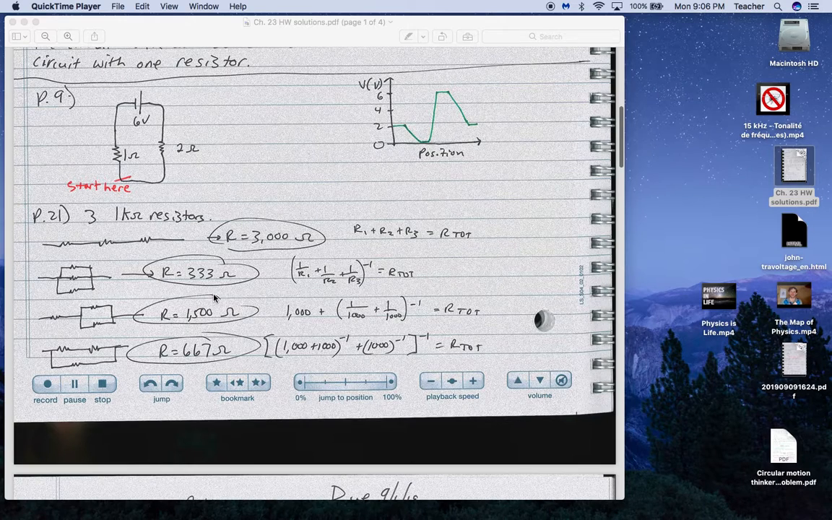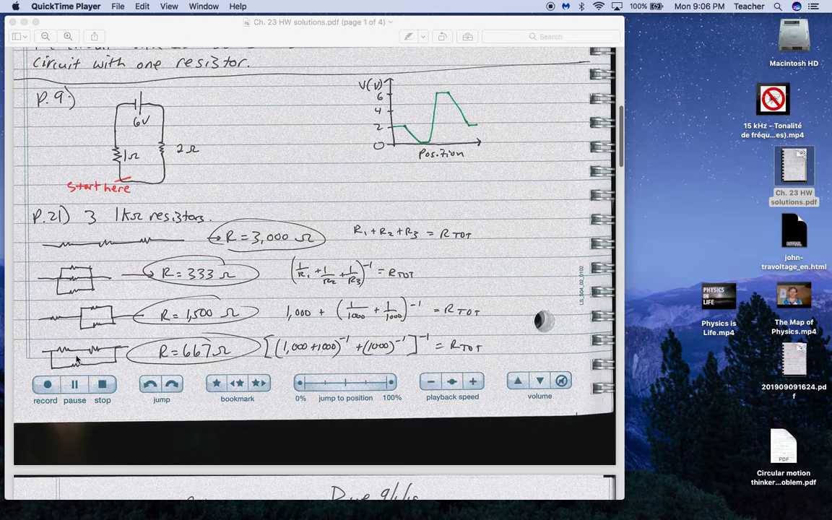I could have 3 in parallel, that's 333 ohms. I could have 2 in parallel with 1 in series, and that becomes 1,500 ohms. And here I have 2 in series and 1 in parallel with all of that, and that would be 667 ohms. So 1 over 1,000 plus 1 over 2,000 equals 1 over the total resistance.